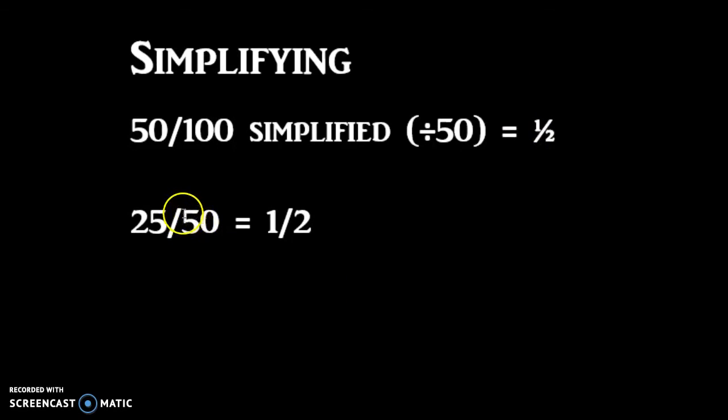But suppose you got another test paper, which was out of 50 marks, and you got 25 out of 50. That simplified would also be a half, so you'd get the same result for your 50 out of 100 mark and your 25 out of 50 mark.